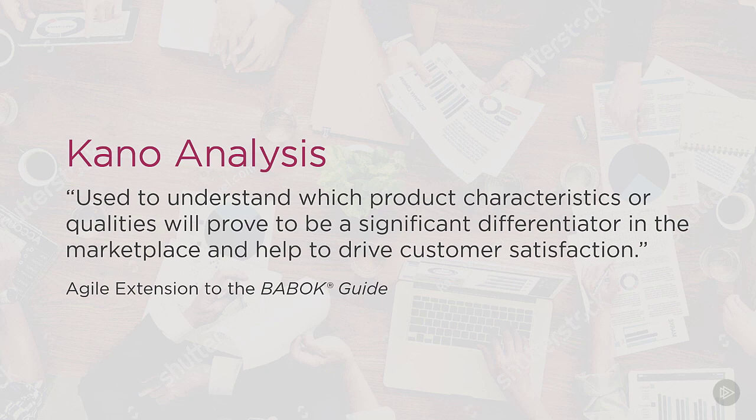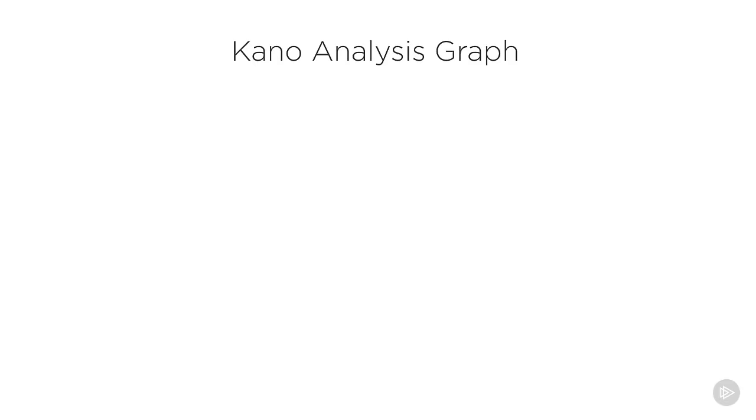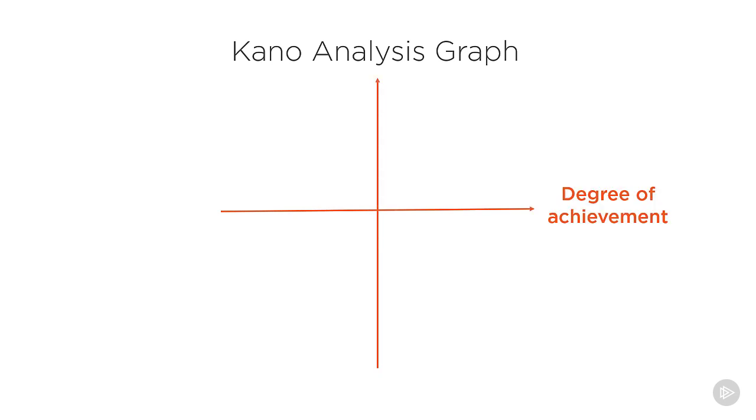Today, we'll plot a Kano analysis graph together, and we'll use a Kano analysis questions grid to demonstrate how to determine which features are the most important to implement before releasing a solution to the market. Let's start by outlining the graph. In the beginning, we need two axes. The x-axis represents a degree of achievement, meaning if a need has been met or not.